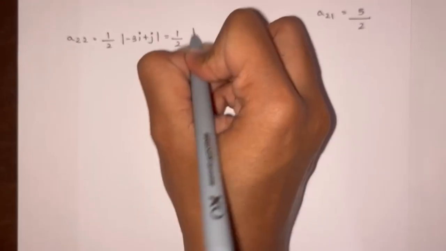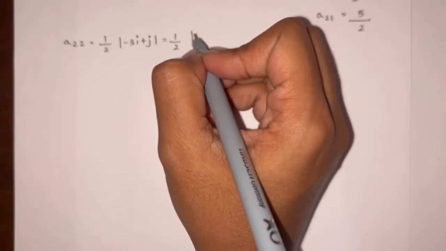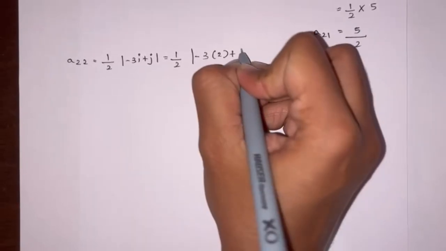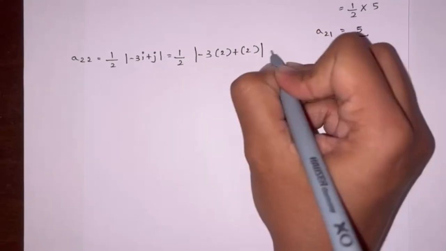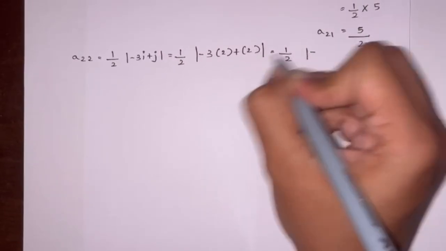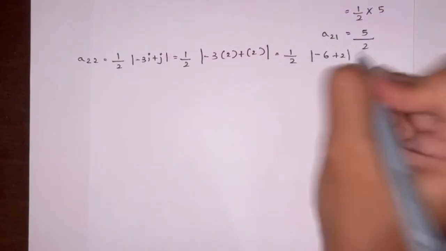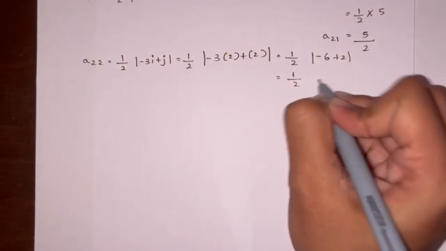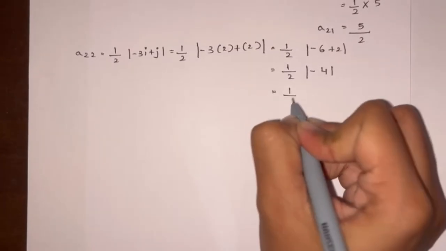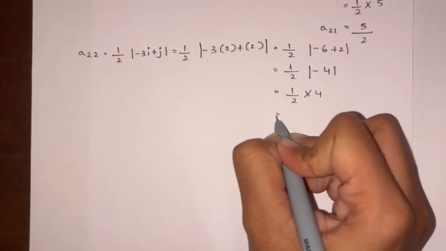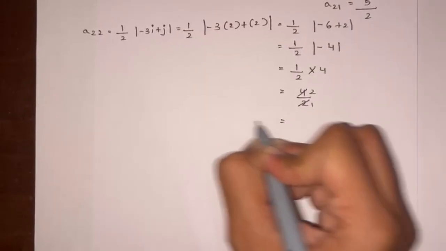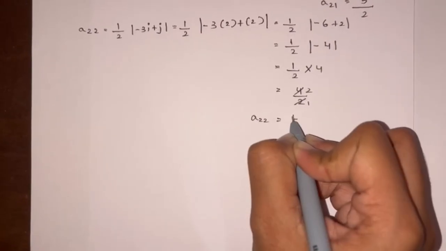1 by 2, replacing the values of i and j. Minus 3, in place of i there is 2, and in place of j again there is 2. It is equal to 1 by 2 mod of minus 3 2s are 6 plus 2, which is equal to 1 by 2 mod of minus 4. Removing the mod, 2 into 4 we get 4 by 2, that is nothing but 2. So the value of A22 is 2.